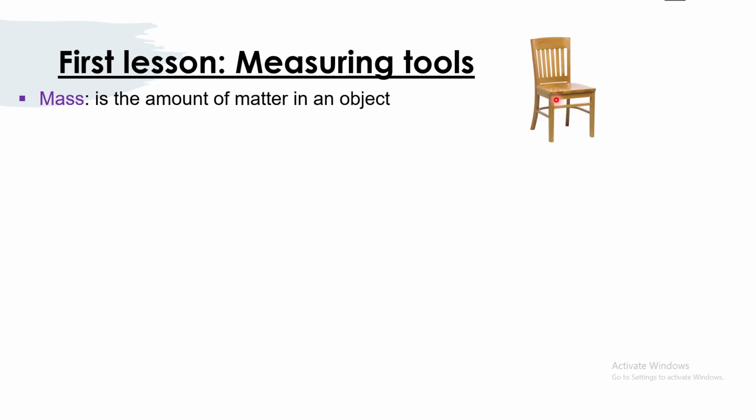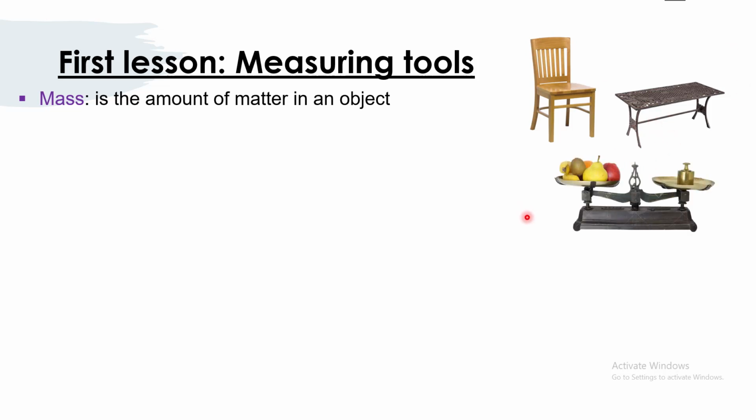Let's take another example, which is this iron table. This table is made out of iron, of course. So the amount of iron in this table is the mass of the table. And if we want to measure the mass of something, like these fruits, for example, we measure it by a standard mass. So these 2 masses are equal because they are balanced.